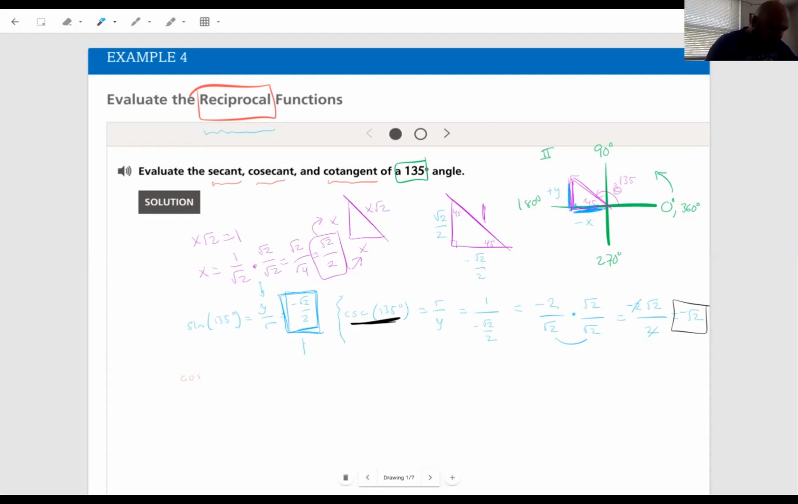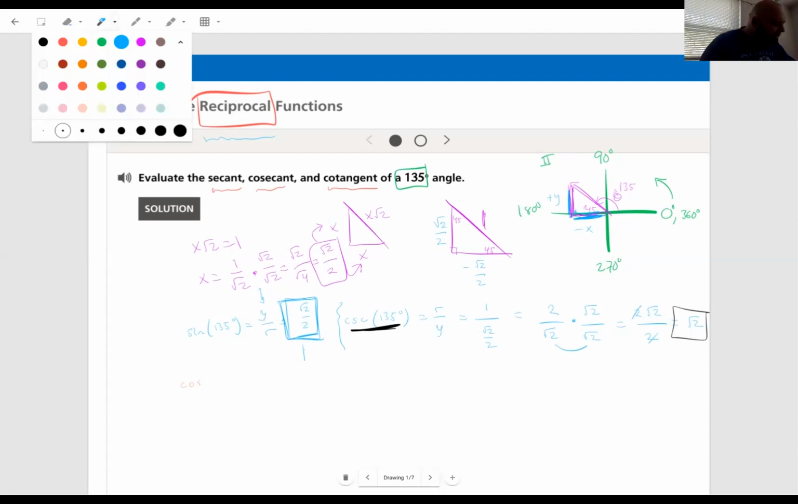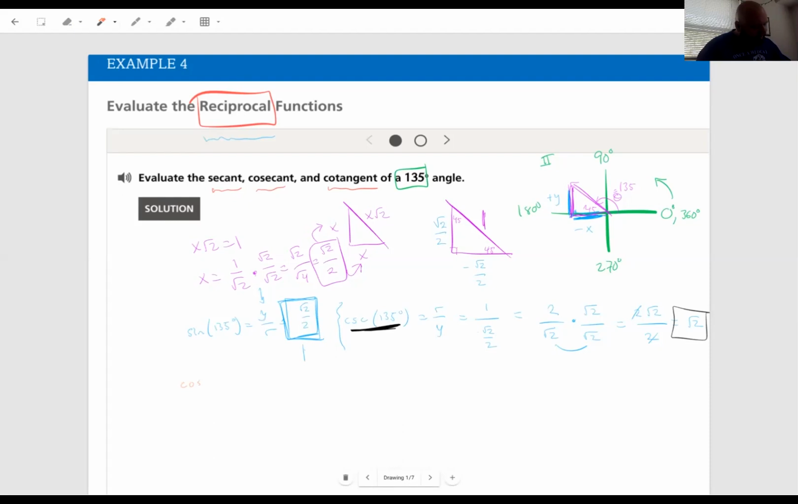So luckily, because the x and the y are the same number, they're just the sign is different. The only thing I have to do is take out the negative sign here, the negative sign here, the negative sign here, the negative sign here, the negative sign here, and then it all becomes true. So the sine of 135 is positive square root of 2, not negative square root of 2. My mistake. Cosine of 135 degrees now.